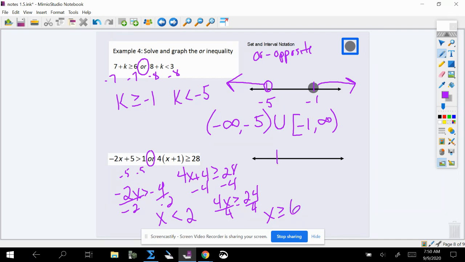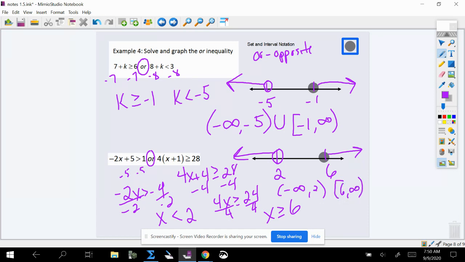So my two parts of my graph, I have 2 and I have 6. There is a closed circle at 6. There is an open circle at 2. I'm looking at everything less than 2 and everything greater than or equal to 6. It's actually a very similar looking graph. The interval notation is going to go from negative infinity to 2, and then from 6 to infinity.